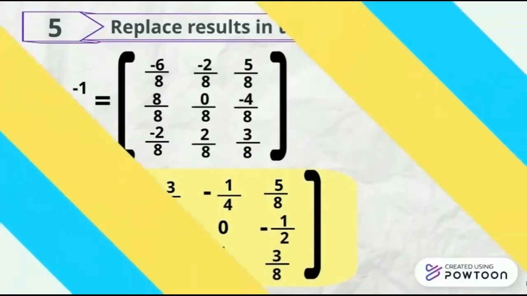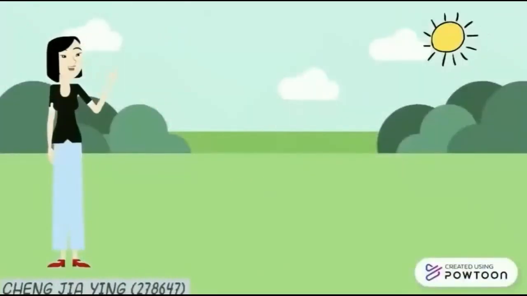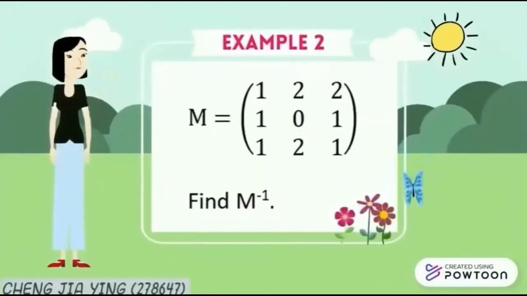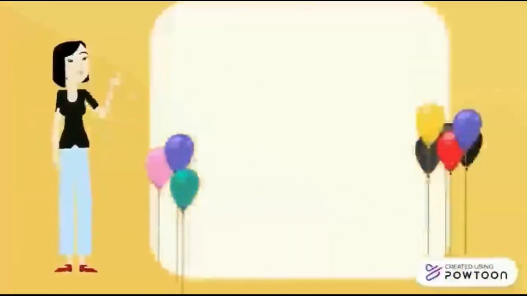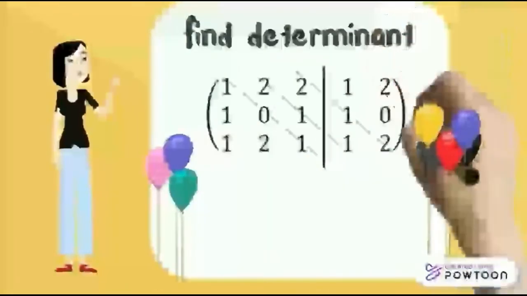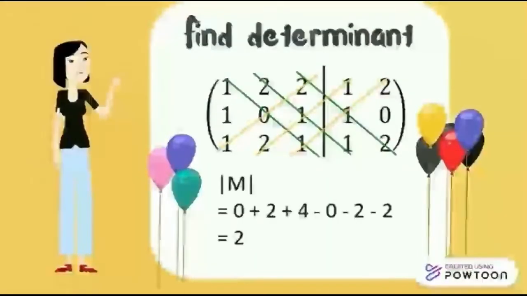We need to find the inverse matrix for this matrix A. Firstly, we need to find the determinant using the same method as the previous example. We can find the determinant of matrix M is 2. Next, we need to find the minor of matrix M.